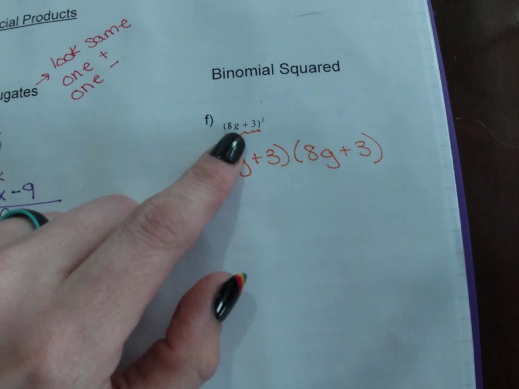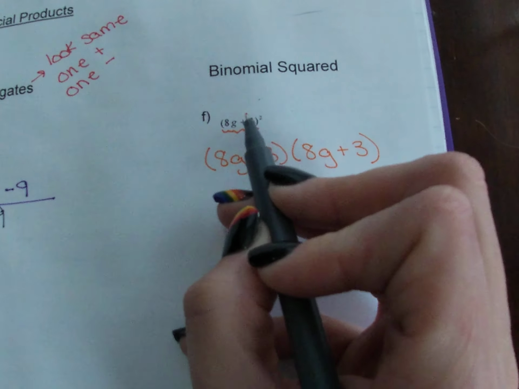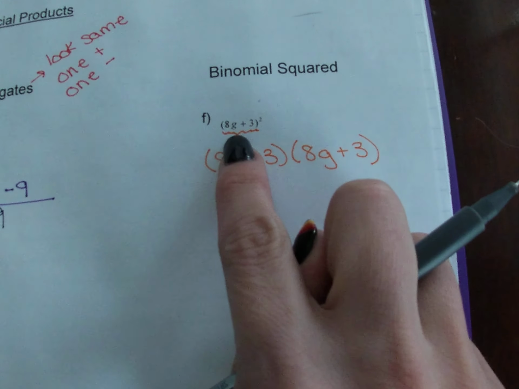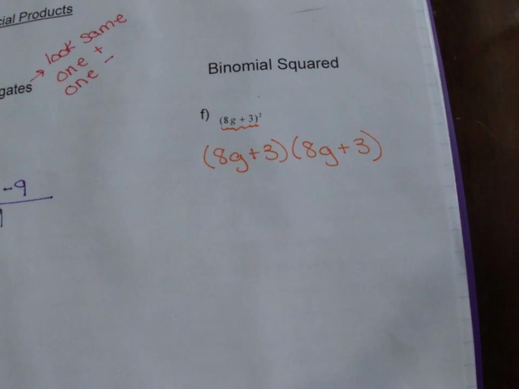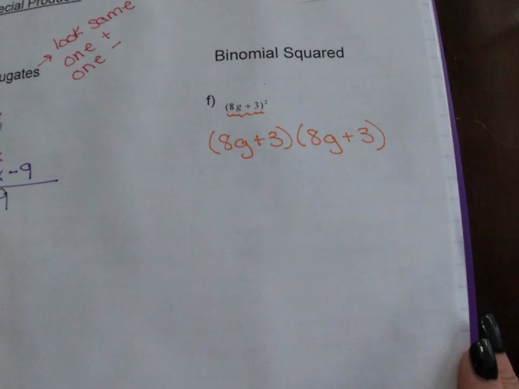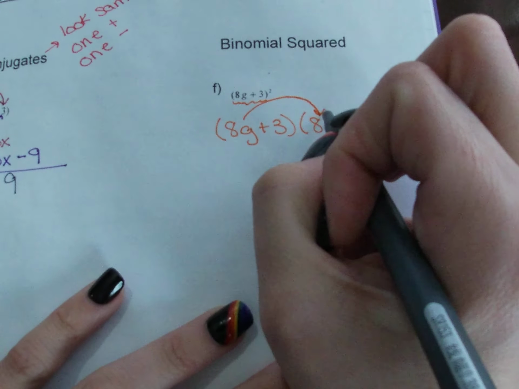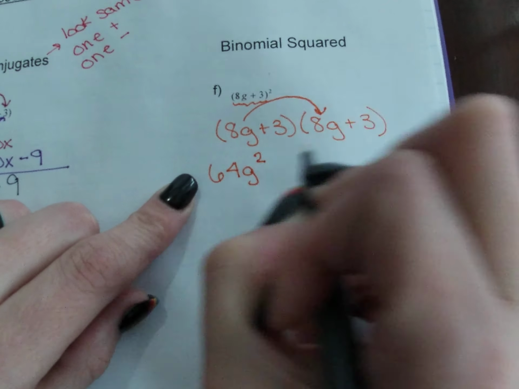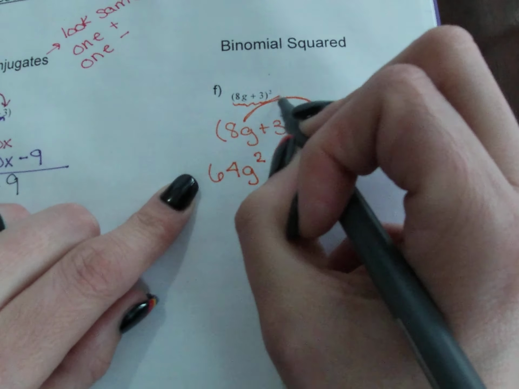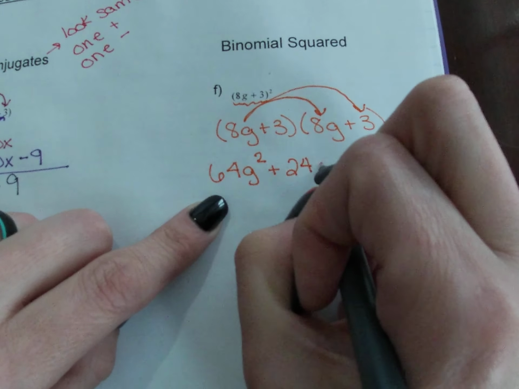Okay, this has an addition sign in the inside. That is different than the problems that we looked at where we could just pass that exponent in. This is not a monomial on the inside. It is a binomial. So we have to write that binomial down twice. And once we write it down twice, we then have to go through the entire process, just like we've been doing, distributing twice. So I'm going to take this 8g and I'm going to pass it out. 8g times 8g gives me a 64g squared. 8g times 3 gives me a positive 24g.